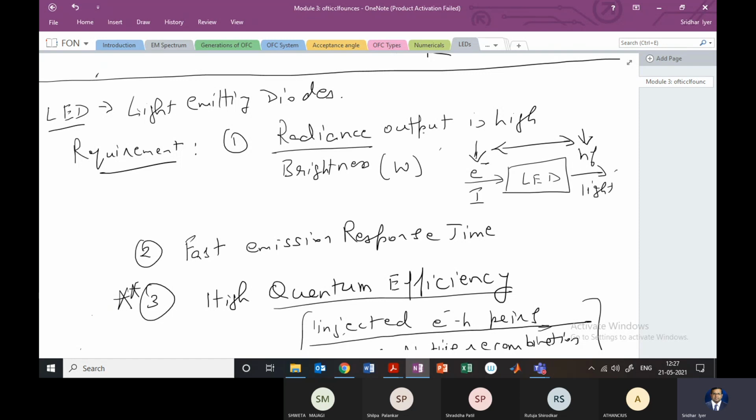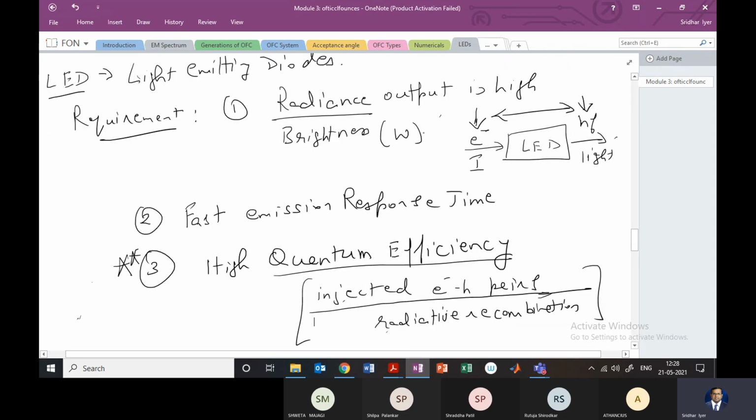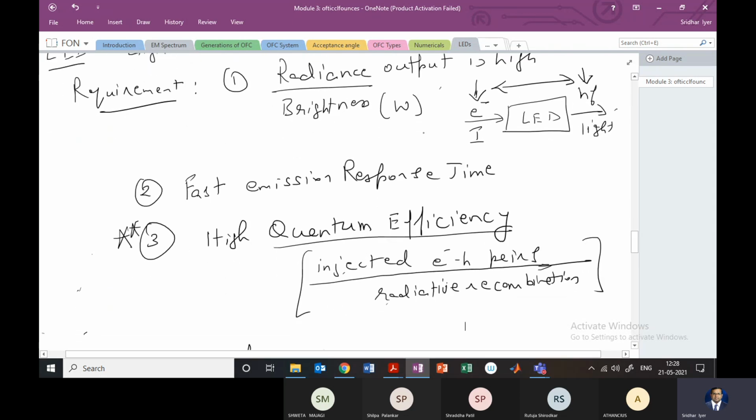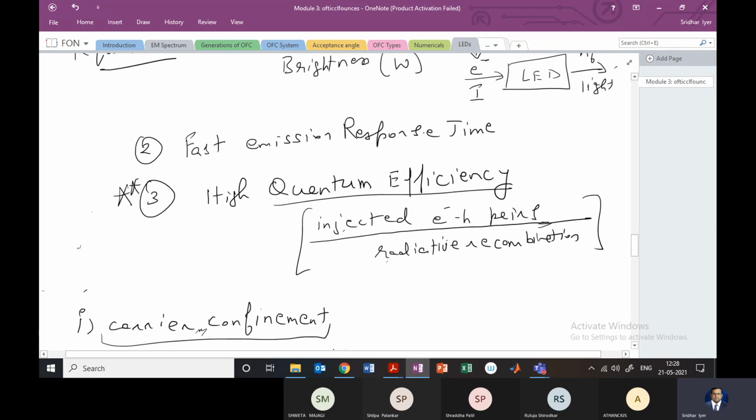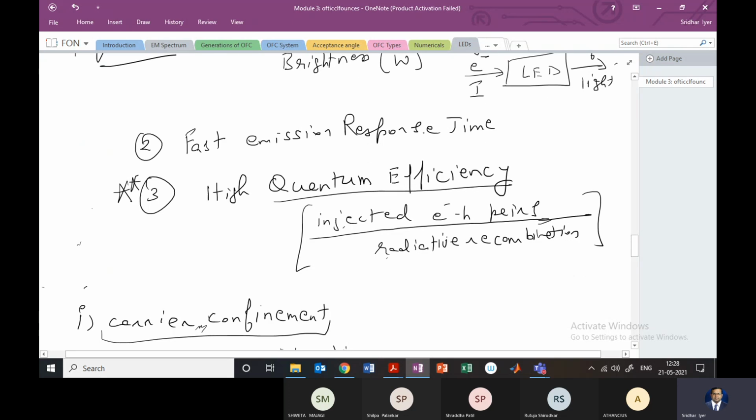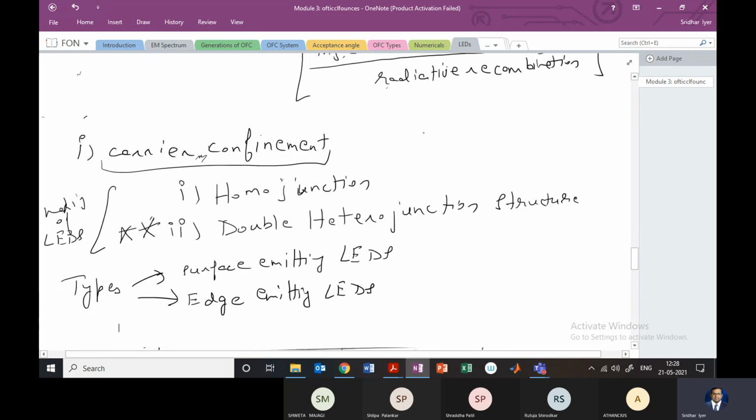So what we require from the LED is high radiance, that is brightness. Its response time has to be very high, and the quantum efficiency, which is how many electrons you are injecting and how many photons you are getting at the output, that ratio also needs to be high. Mathematically, we are going to derive the quantum efficiency equation after your IA, and we'll solve numericals based on that, right?